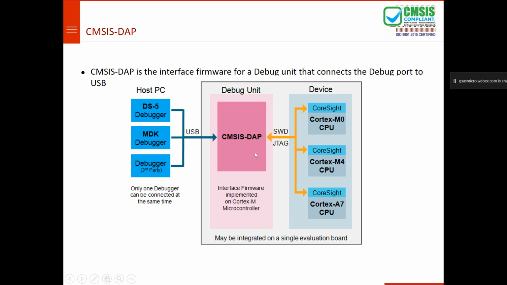So through this CMSIS-DAP or debug unit, you can get connected to any of the debug units of the particular device through either JTAG or SW. On the host, you can have the software, either MDK debugger, MDK software, or DS debugger. When I say MDK debugger, it's the software. It's a GUI, a software debugger where you want to see or program the flash, or do the debugging of the code which is running on the hardware. That is software debugging.